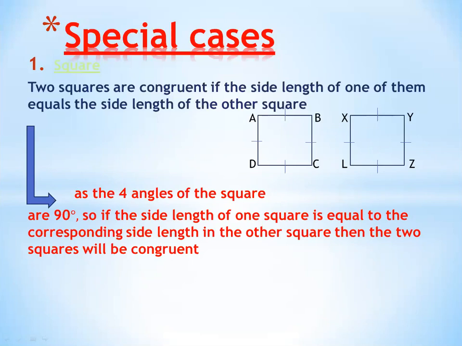That means, again, two squares are congruent if the side length of one of them is equal to the side length of the other square. So ABCD is congruent to XYZL.